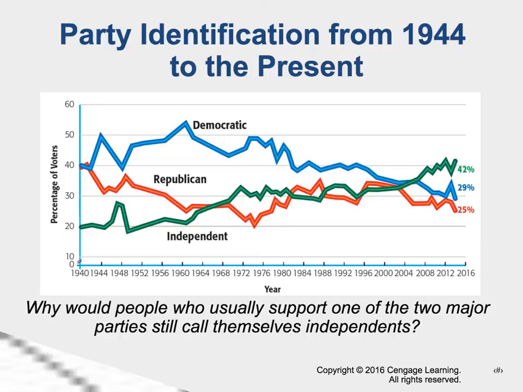Finally, we see the party identification, the rise of independents. You see from 1940 on, people who identify themselves as independent, not Democrat, not Republican, that number has increased and will have an increasing impact on our electoral system.